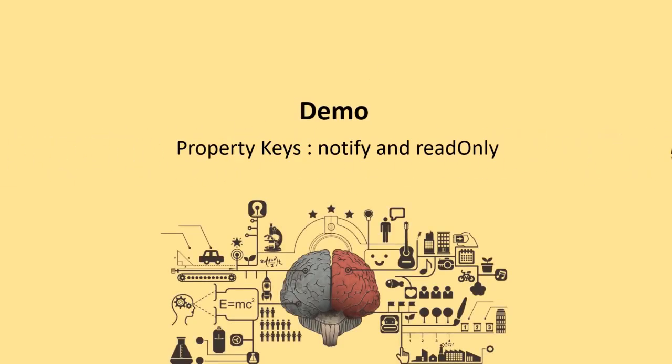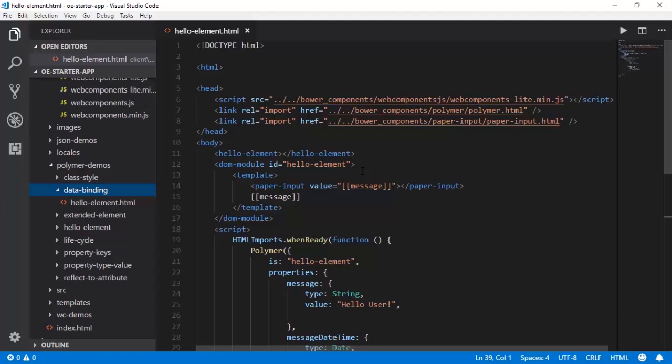In this demo, we will understand what is data binding and how to implement it, and study two more property keys which are notify and read only. I have set up this hello-element.html as part of this data binding folder, and I have made a few changes to this code that we have seen earlier.